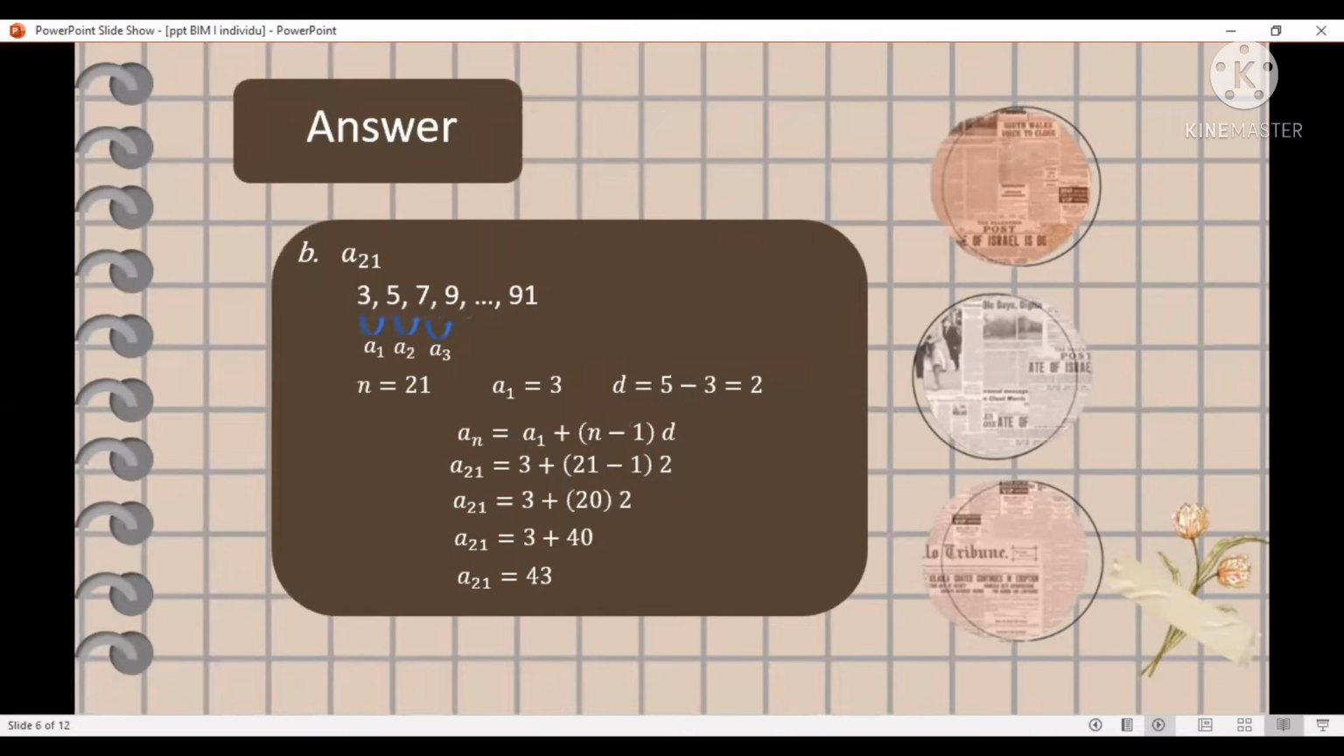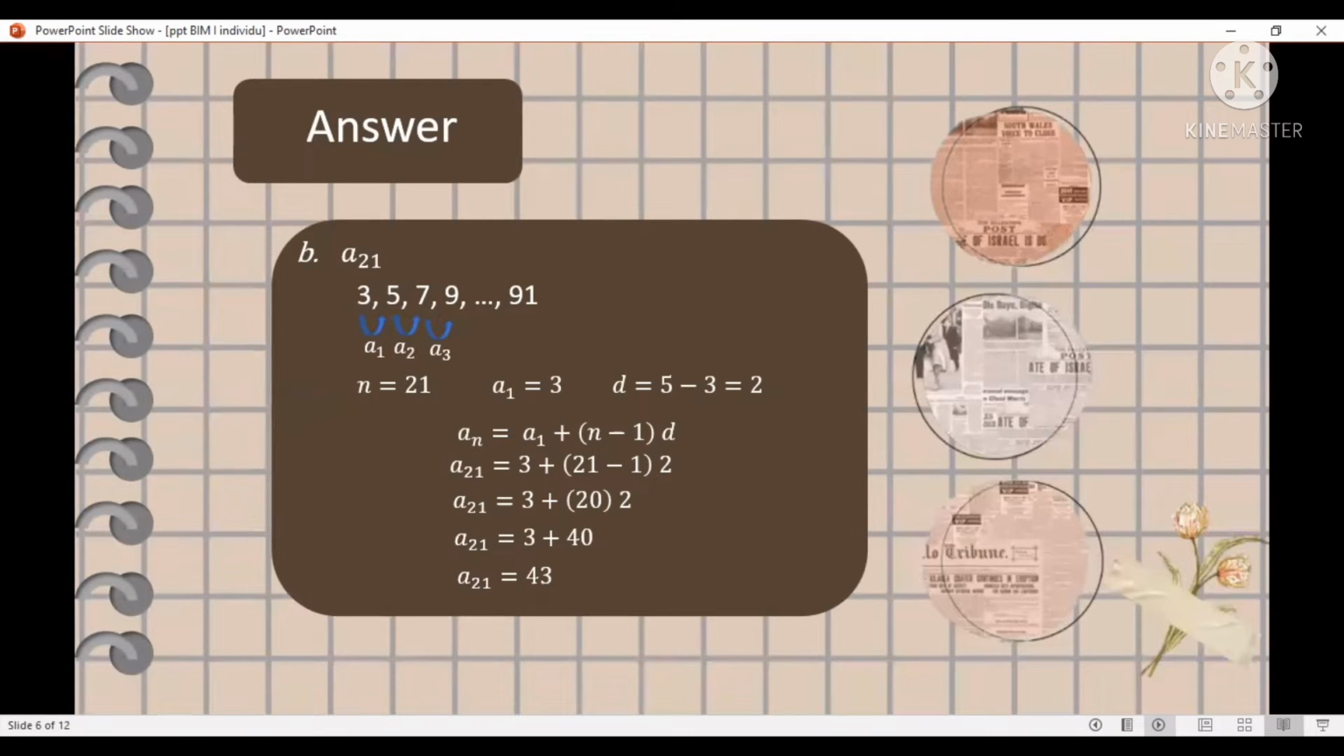For the second question, what is asked is the 21st term. We can use the previous formula, namely An equals A1 plus open bracket n minus 1 close bracket multiplied by D, where n is 21, A or the first term is 3, D the difference is 5 minus 3 is 2, then just substitute it into the formula. A21 equals 3 plus open bracket 21 minus 1 close bracket multiplied by 2.